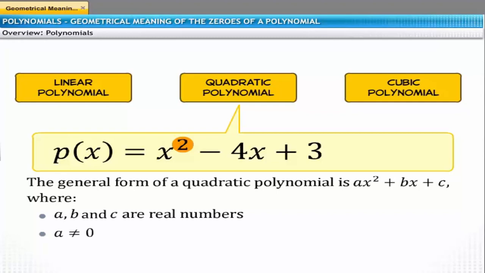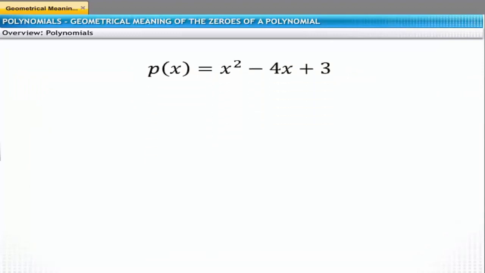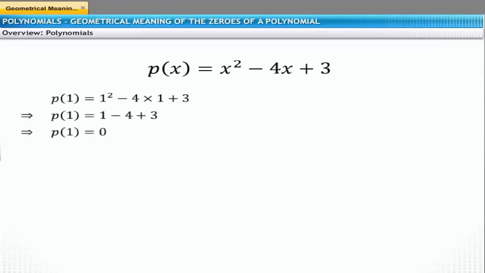Now that we have reviewed the definition of a polynomial, let's move on to define the zero of a polynomial. Consider the quadratic polynomial x squared minus 4x plus 3. Let's substitute the value of x as 1 in the polynomial and simplify it. We get the value of the polynomial as 0. This implies that p of 1 is equal to 0. Here the value 0 is the value of the polynomial when the value of x is equal to 1.